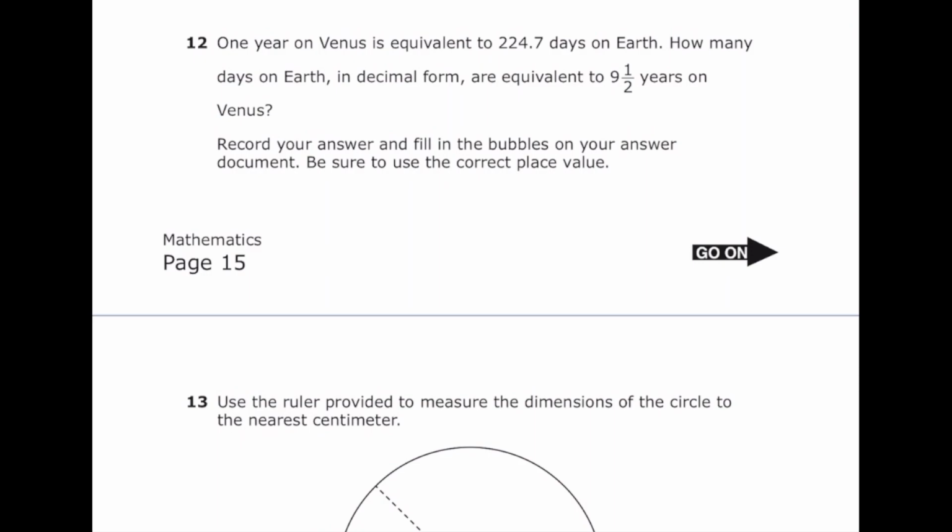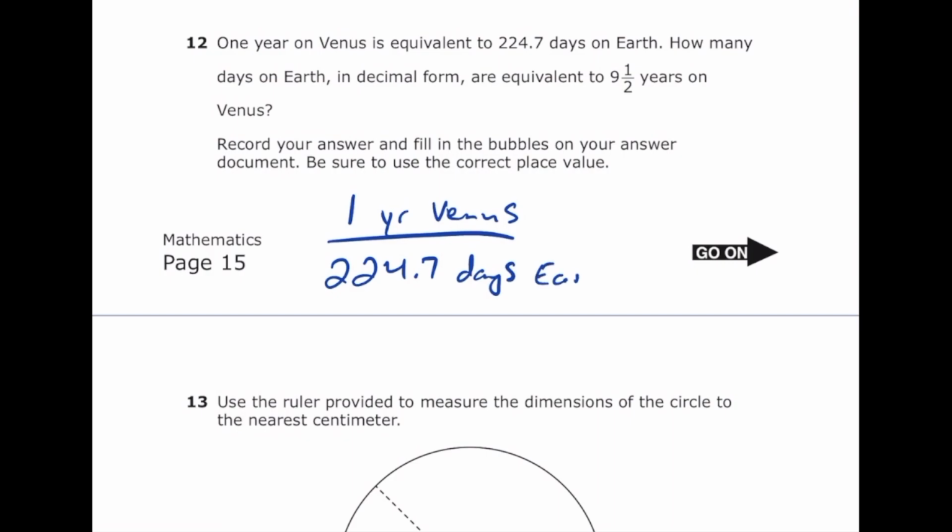So I'm going to start with a proportion, and so I'm going to put 1 year for Venus is equivalent to 224.7 days on Earth. All right, and I'm going to set that equal to, we're trying to find out how many days on Earth, so my variable is going to be on the bottom. And we want to know how many days on Earth is equivalent to 9.5 years on Venus. So I'm going to put 9.5.